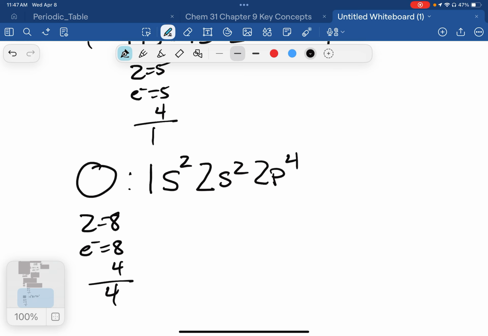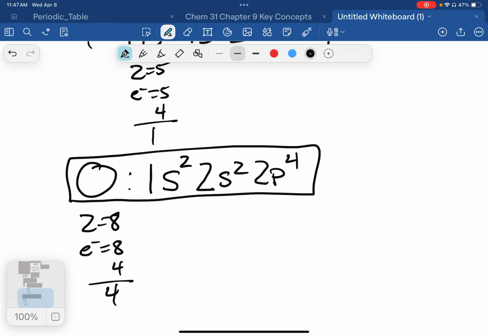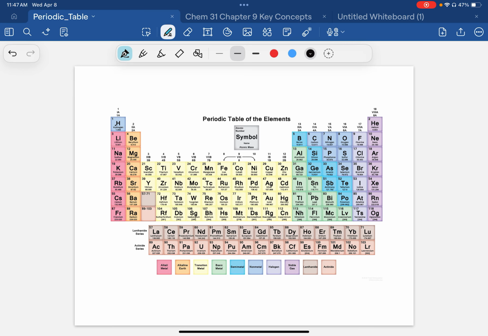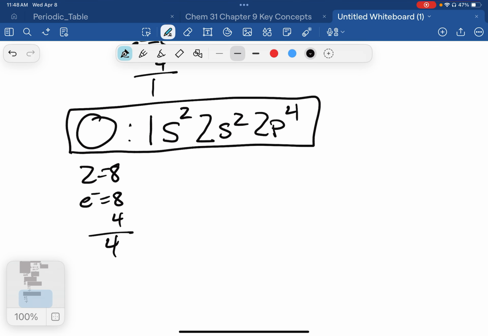So your electron configuration becomes 1s2, 2s2, 2p4, and it isn't full. Jumping ahead to another one, let's see where we are. We're going to go ahead and look at neon. Neon has an atomic number of 10. It is neutrally charged, and therefore the number of electrons is equal to 10.